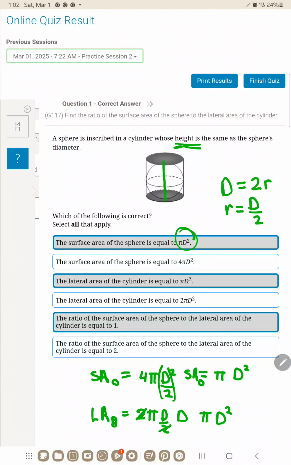Now the ratio of the area of the sphere to the lateral area of the cylinder is, so look, it's like you're doing pi diameter squared over pi diameter squared. What's it gonna be equal to? 1. So that is your answer.